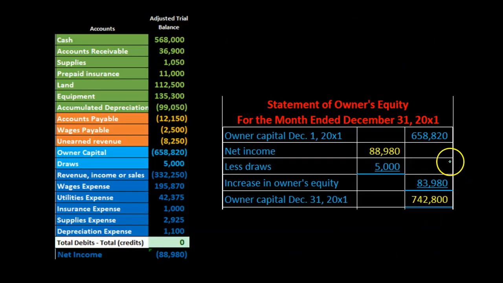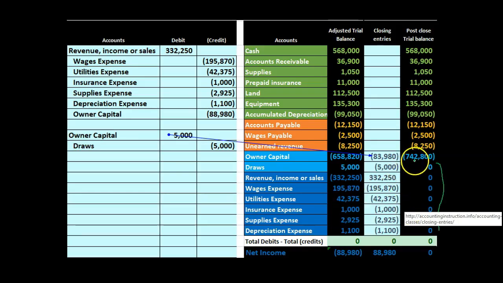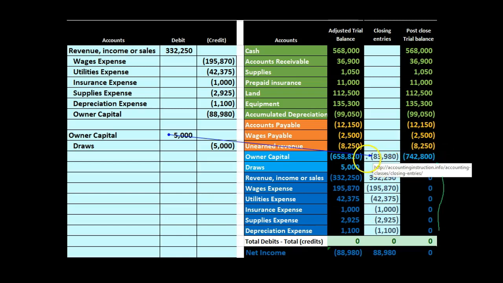That 742,800 is also found here on the statement of owner's equity. So when we see the adjusted trial balance, note that you'd have to add all of this up to get to that ending number, that 742,800, that we see now on the post-closing trial balance. So we only have this number here now because we crunched all this up to that one number.